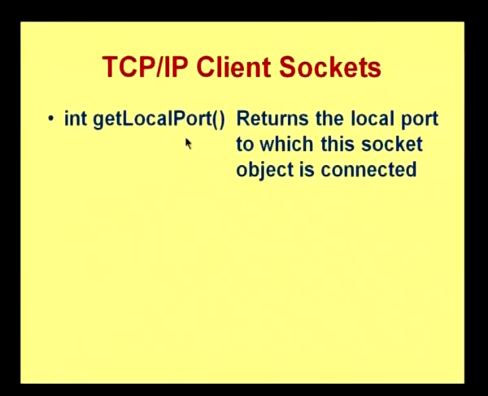Next, I have a method, int getLocalPort. This returns the local port to which this socket object is connected. getLocalPort will give the port number of your particular system, that is, your client system, from where you are going to make a connection to the server.